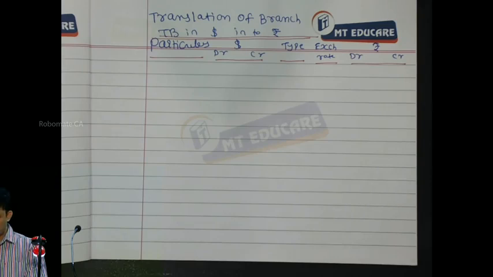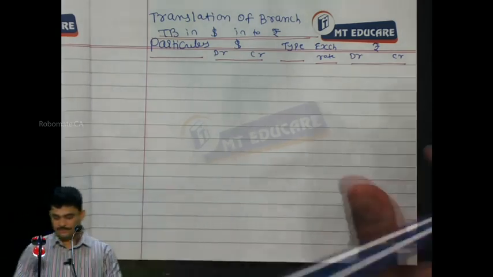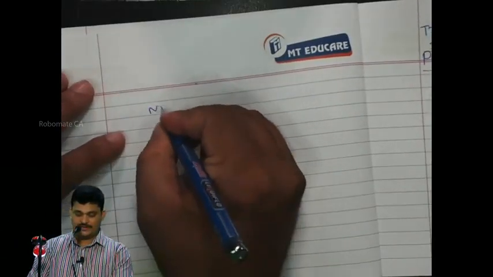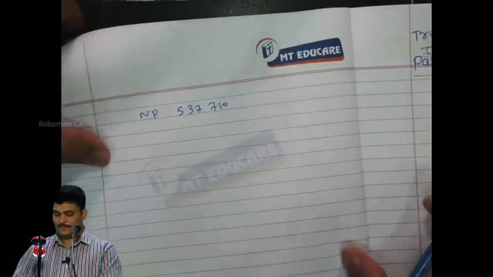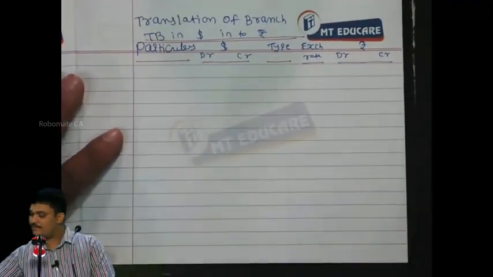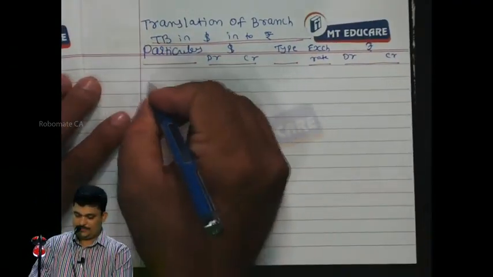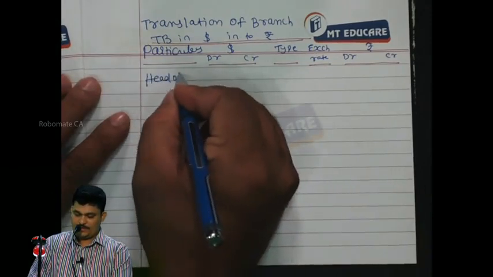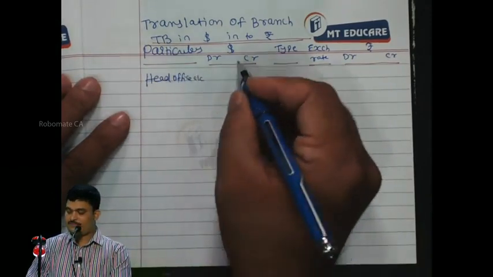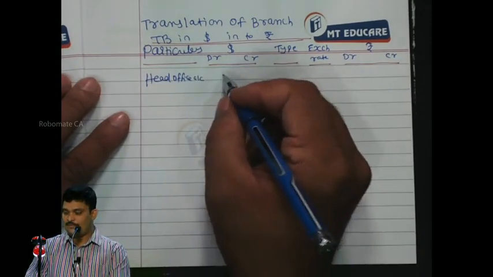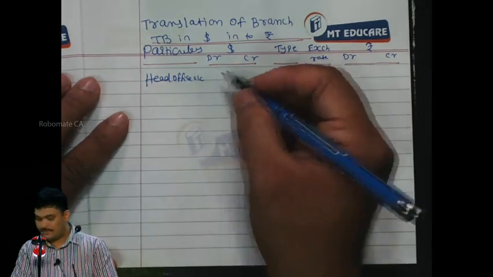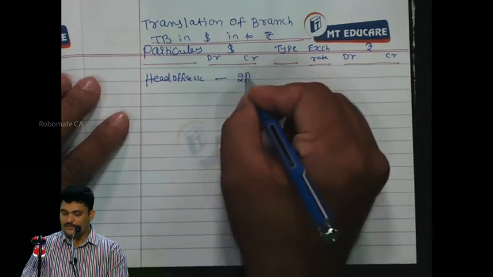Finish. Trading P&L, net profit. 5 lakh. Net profit is what you are telling, 5 lakh. Very quickly, friends. Head office account. How much? 22,800. Next.